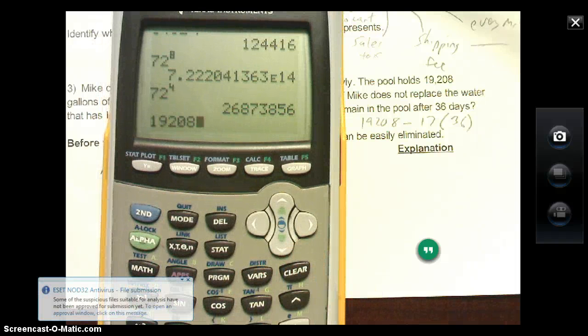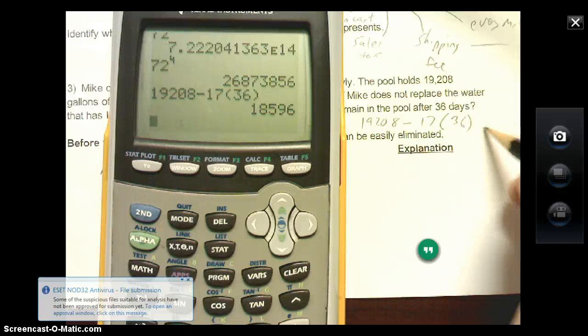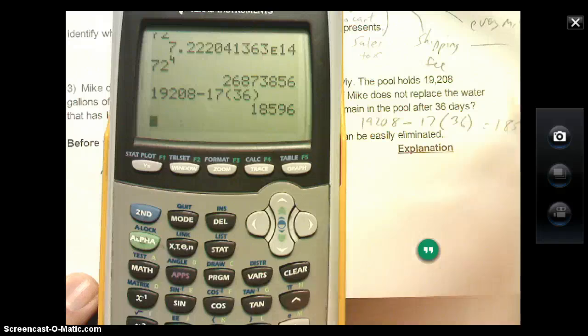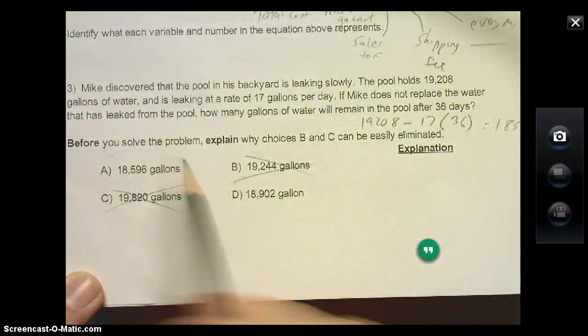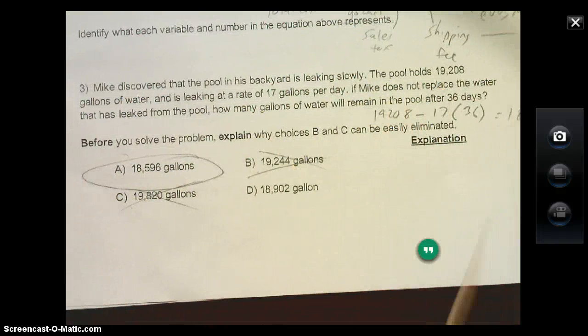19,208 minus 17 times 36 leaves us with 18,596. Down here, check it out. We're good. So hopefully this helped.